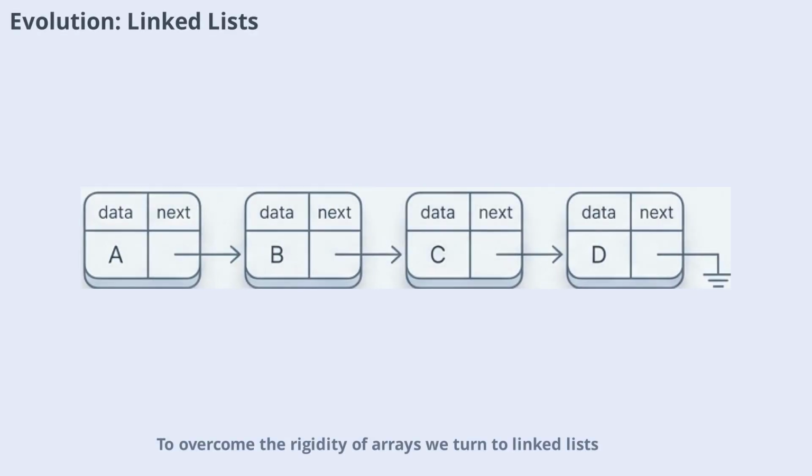To overcome the rigidity of arrays, we turn to linked lists. Linked lists introduce flexibility by storing elements, or nodes, in non-contiguous memory. Each node points to the next, allowing for dynamic sizing and efficient insertions and deletions. Instead of shifting elements, you simply redirect pointers. This makes linked lists ideal for applications where data changes frequently.